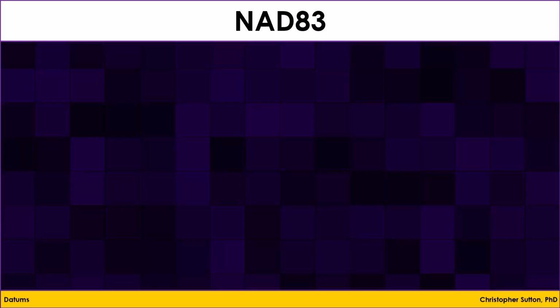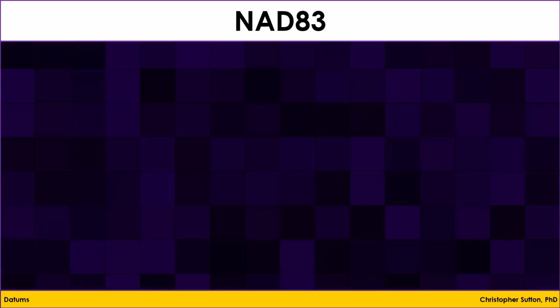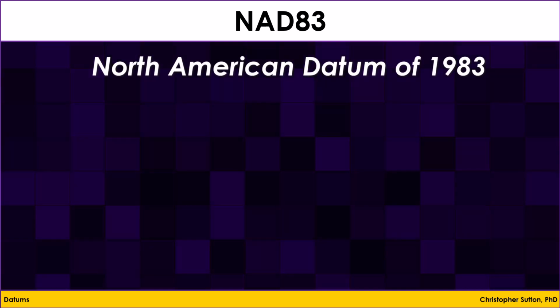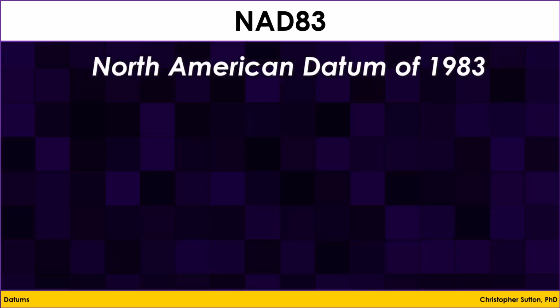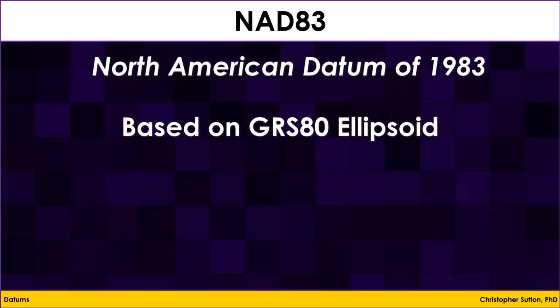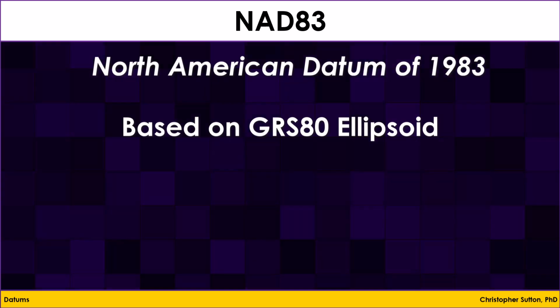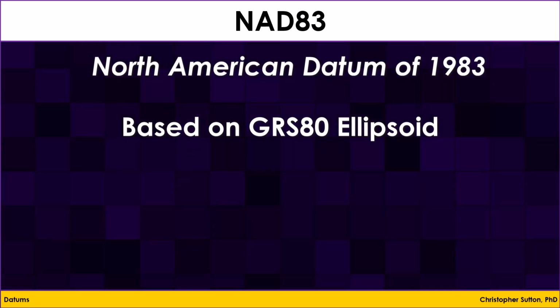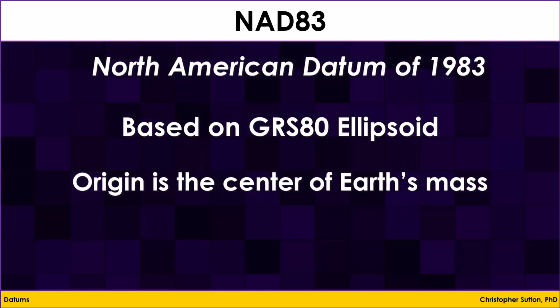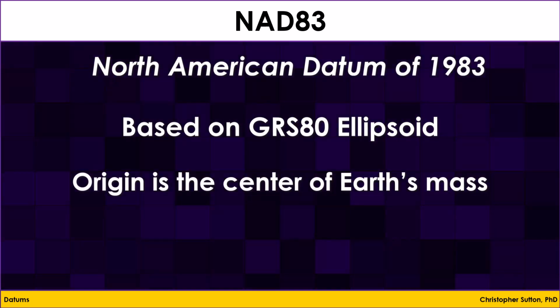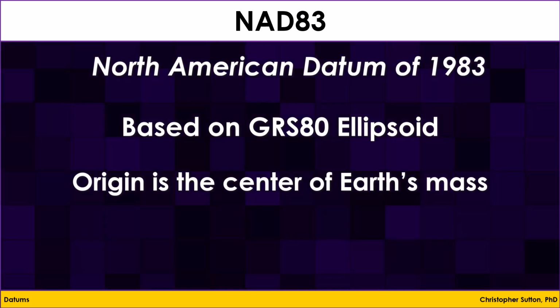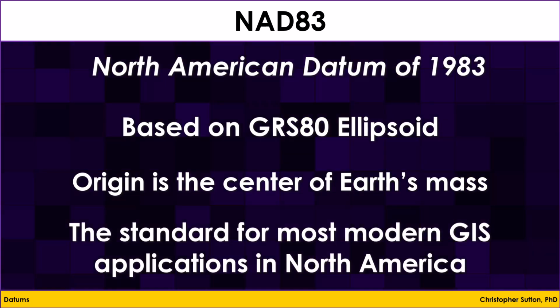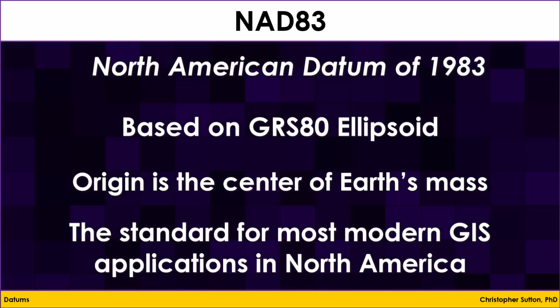NAD 27 was replaced by the North American Datum of 1983, or NAD 83. It is based on the GRS 80 ellipsoid. It provides more uniform accuracy across large areas, and its origin is the center of Earth's mass rather than a position on Earth's surface. It is the standard for most modern GIS applications in North America.